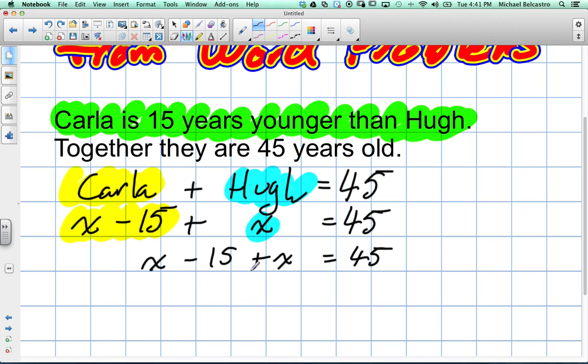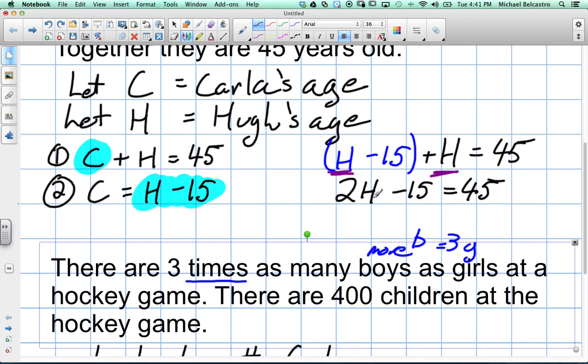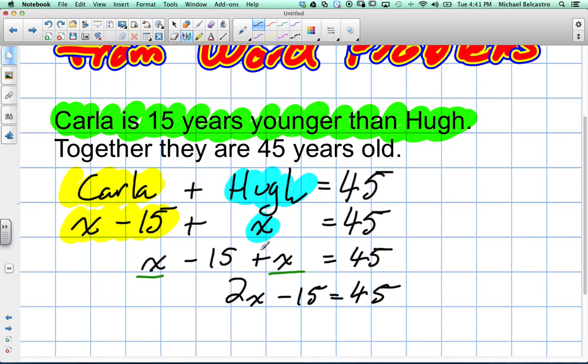And let's collect our like terms. What are the only like terms here? X and X. And what would they equal together? 2x. So 2x minus 15 equals 45. And if you remember from the last one we just did over here, those are exactly it. 2h minus 15, or h minus 15 plus h is 45. Those are the exact same things. We just used a variable x. So maybe this version might be easier for us to set up.